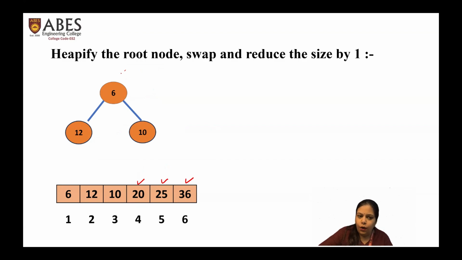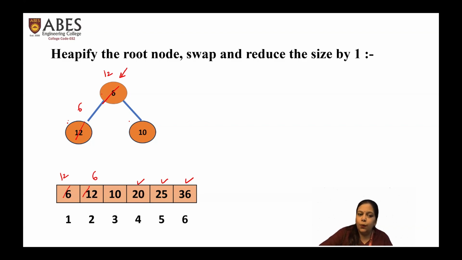Again, we have to heapify at the root node. Here, the 6 will be compared with the left child and the right child. And as 12 is the largest value, the 6 will be swapped with 12. So this will become 12 and this will become 6. Right?